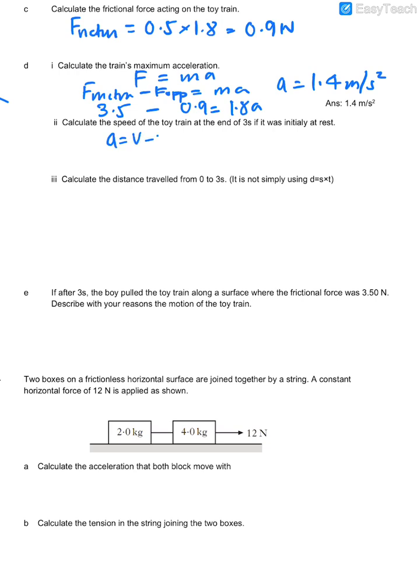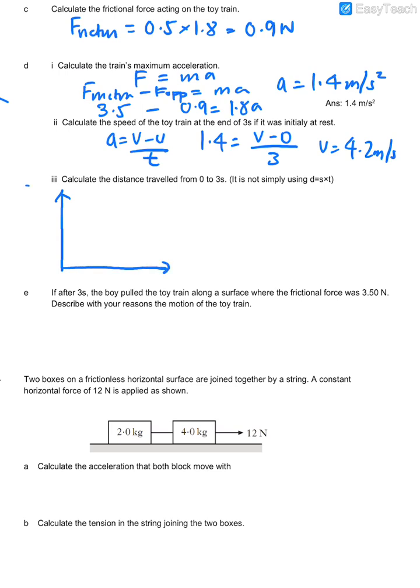It's for him, but even if I write that, I'm sure he will. Okay, so just use a formula which you have been using a lot in the previous chapter. V minus U over T is 3, so V equals 4.2 meters per second. So the next one, calculate the distance. 0 to 3 seconds, don't use speed times time, draw a graph. Because you'll be wrong. So speed, meters per second, time, seconds.